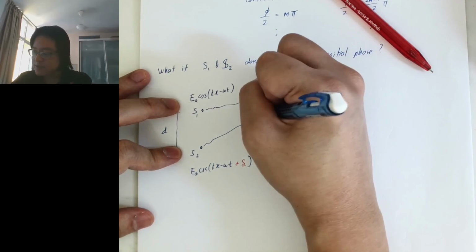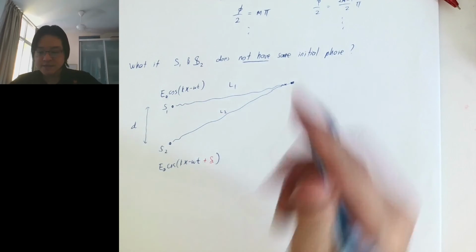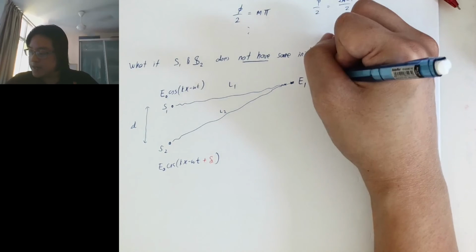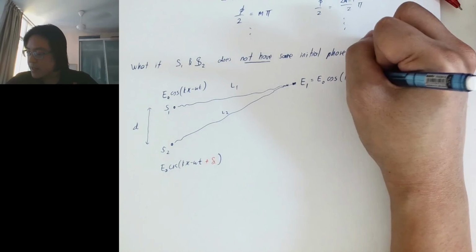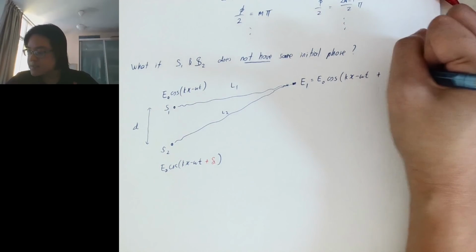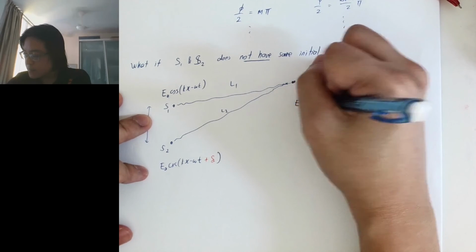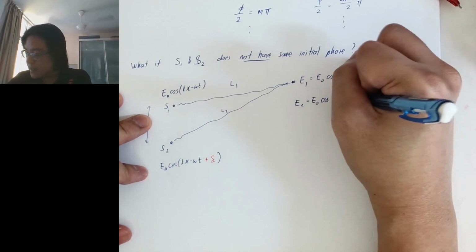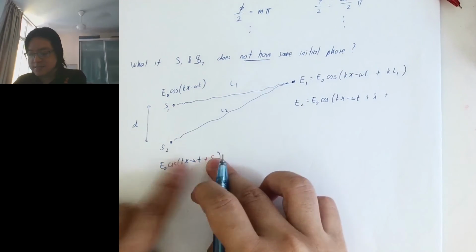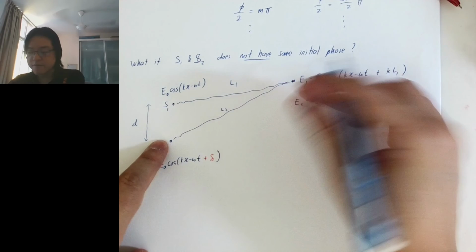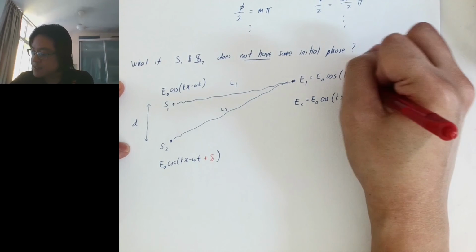Okay, so distances L1, L2, fine? Then how do we calculate? Well, we just incorporate this distance. When the light has traveled a distance of L1, light 1 will have cos(kx − ωt + kL1), plus the starting phase. Light 2 is E0 cos(kx − ωt), plus its starting phase, and then it traveled the distance of L2, so kL2.